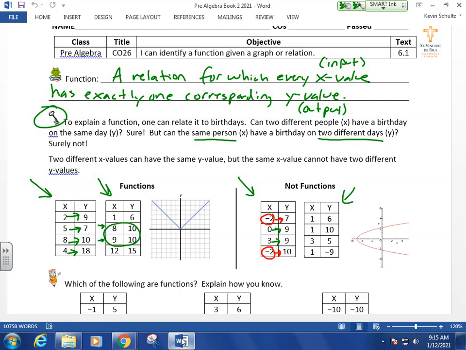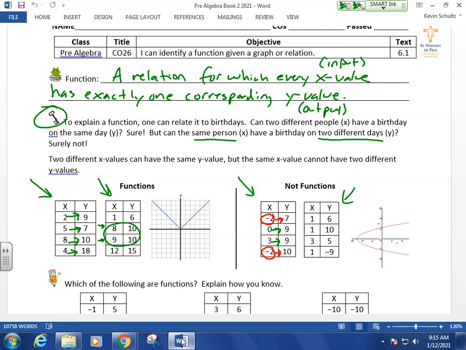Anyone want to challenge that? In now 14 years of teaching, I've never, ever gone through this lesson without somebody raising their hand and trying to prove me wrong on that. No?